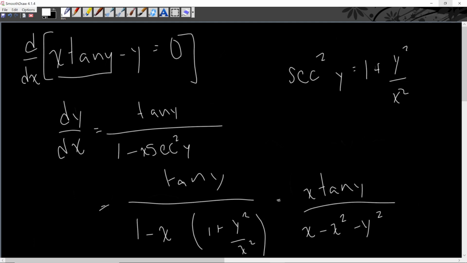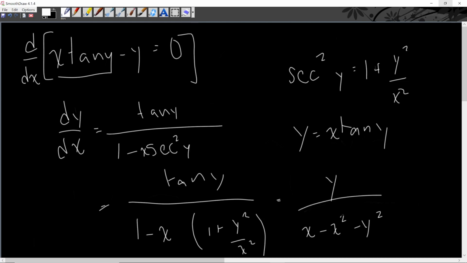And then remember, we said that y is equal to x tan y. So that means that our numerator is also going to be y. So yeah, I guess that is perhaps slightly easier to plug values into for getting derivatives, but honestly, most of this was unnecessary. But yeah, that's a nice dy dx.